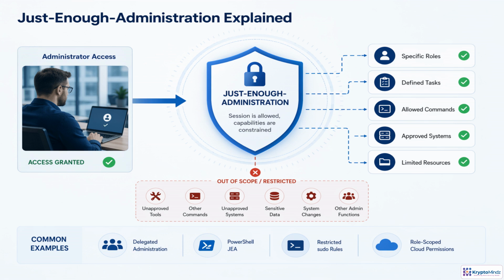Just enough administration picks up where access approval stops. An administrator may have a valid privileged session, but that session is still constrained to a defined scope. They can perform the approved role, run specific commands, use approved tools, and touch only the systems or resources required for the task. Everything else is blocked, even though the user is authenticated. This matters because mistakes, misuse, and compromised accounts have less room to cause damage. Common patterns include delegated administration, PowerShell JEA, restricted pseudo rules, and role-scoped cloud permissions.